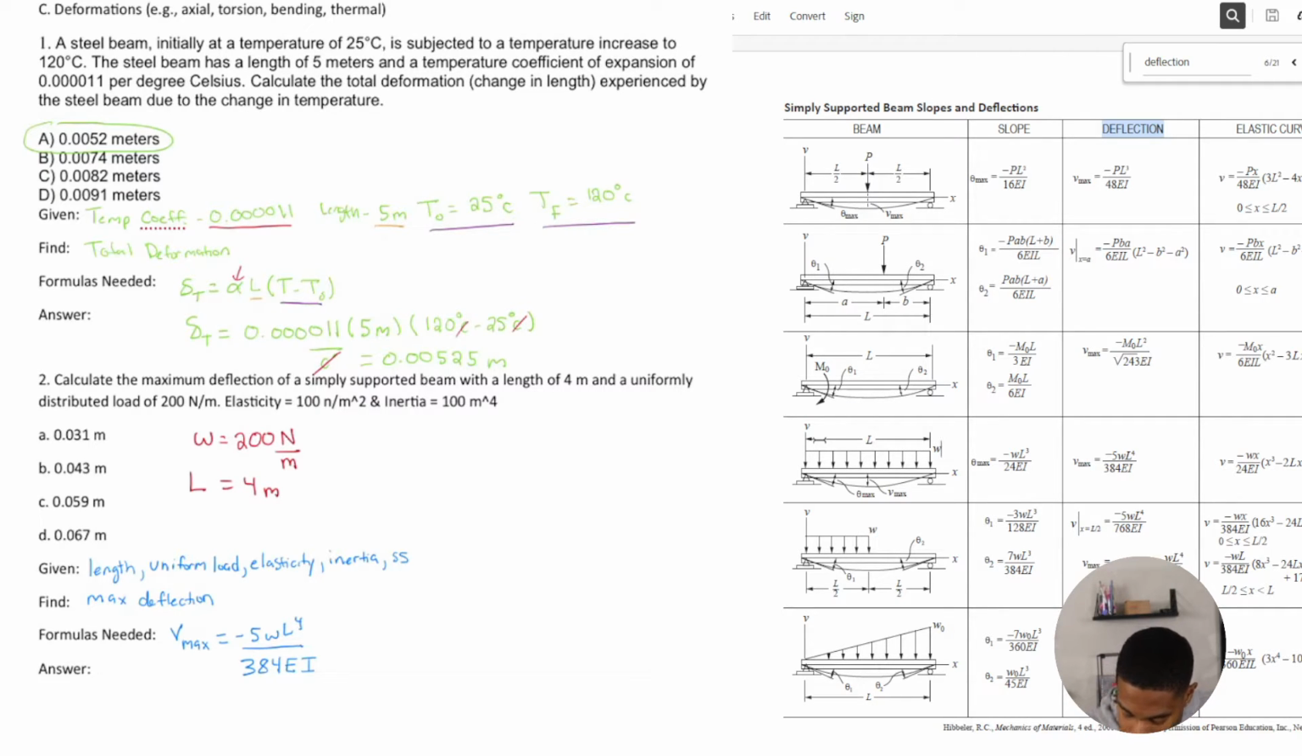What about E? Okay, so E is always the modulus of elasticity of the beam. And we have that, which equals 100 newtons per meter squared. What about I? I is equal to the moment of inertia, which is 100 meters to the 4th. Okay, so now we have this variable, this variable, this variable, this variable. We have everything we need. So let's solve. All right.